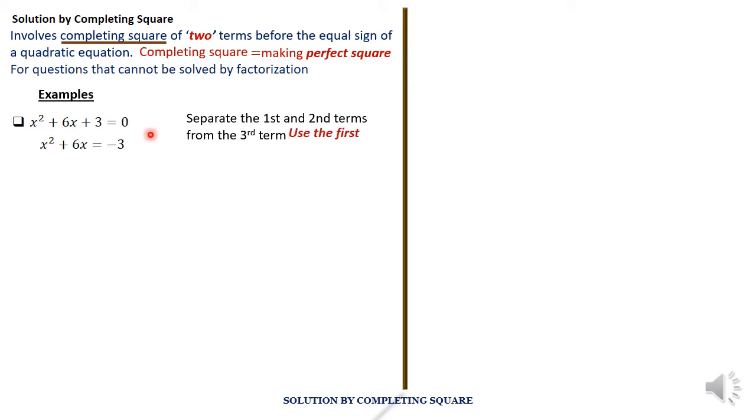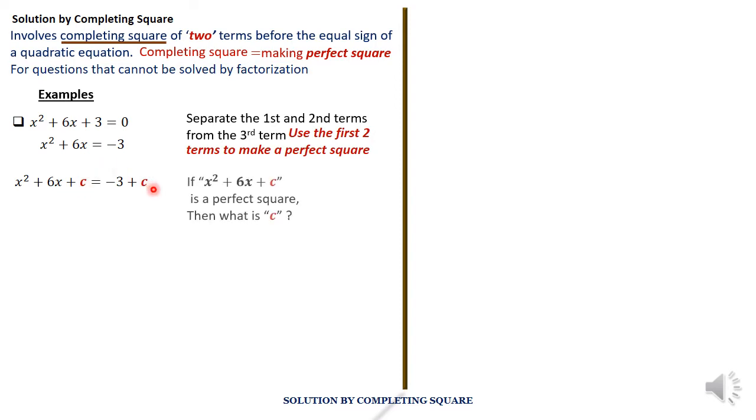The next thing is we use the first two terms to make a perfect square. What I mean is, for x squared plus 6x, we add a third term such that the three of them make a perfect square expression. And obviously, since we have added a term here, we're also going to add it after the negative 3, and therefore we have it this particular way. I've just put that term as c, and since I added it before the equal sign, I've also added it after the equal sign.